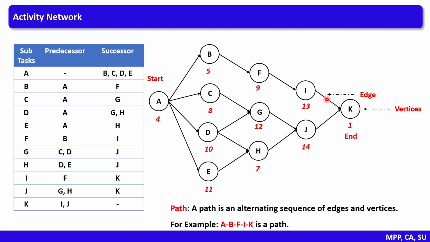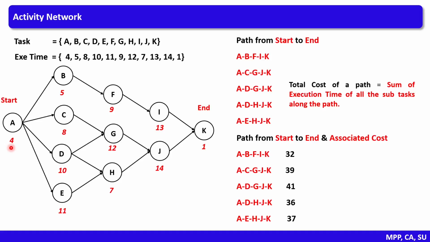Now, an important term that we need to understand here is a path. A path is defined as an alternating sequence of edges and vertices. For example, here A, B, F, I, K is a path. A, B, F, I, K is a path in this network.